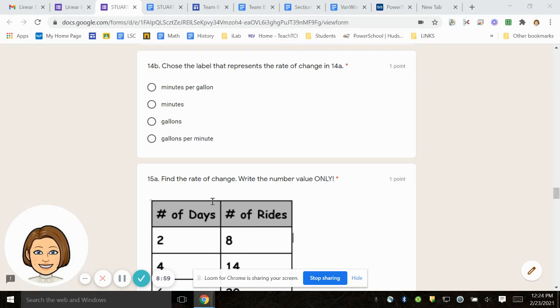14b, choose the label that represents the rate of change in 14a. Minutes per gallon, minutes, gallons, gallons per minute.